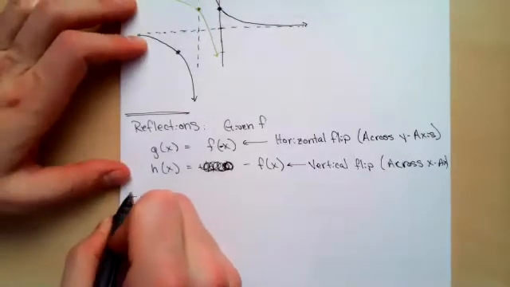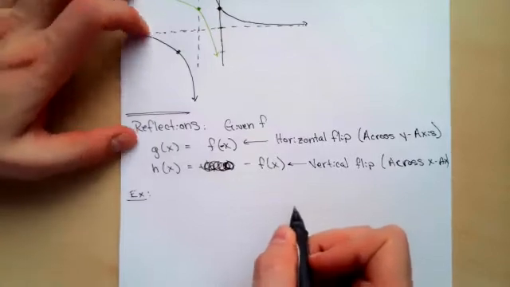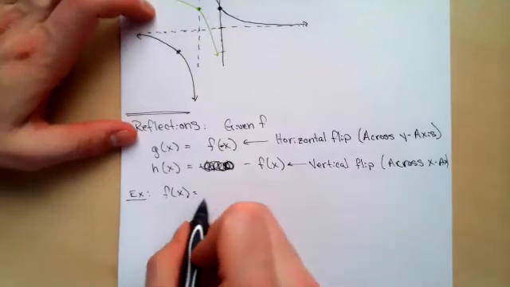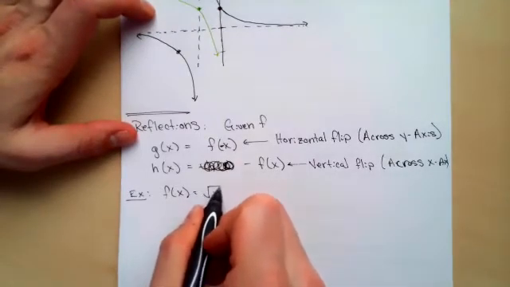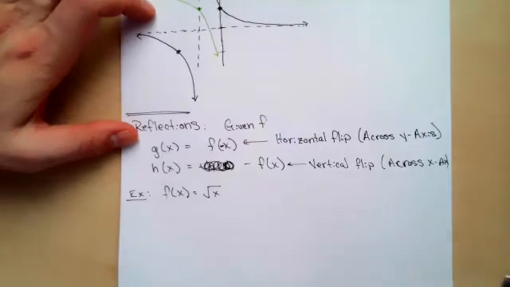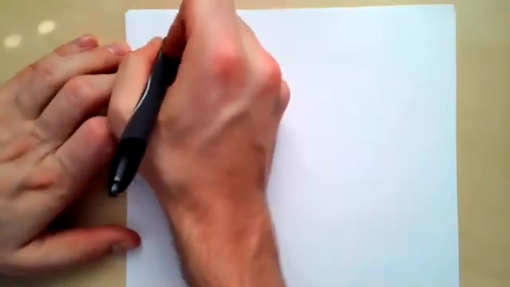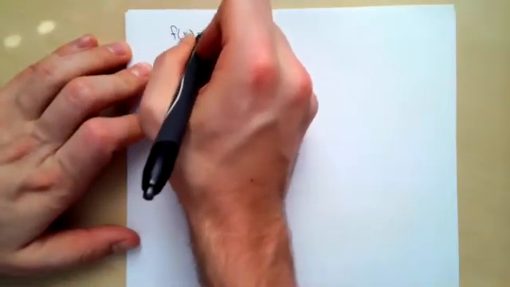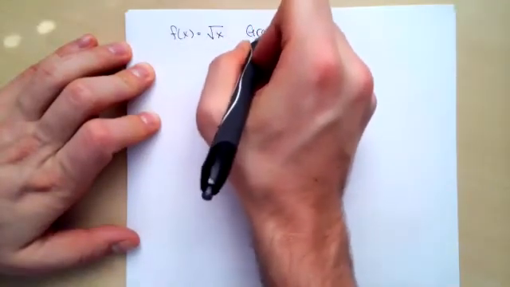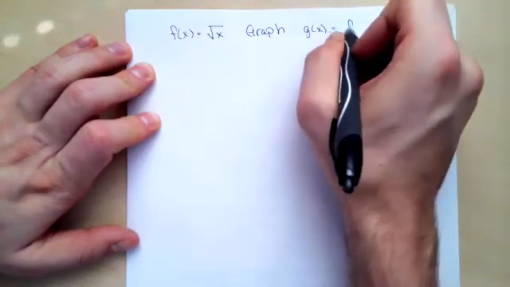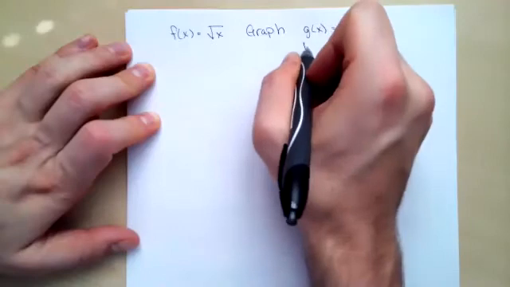So for example, if we have our parent function, excuse me, as square root of x, let me get a new page. I don't think we'll have enough space for the graph there. Let's graph a horizontal flip and a vertical flip.